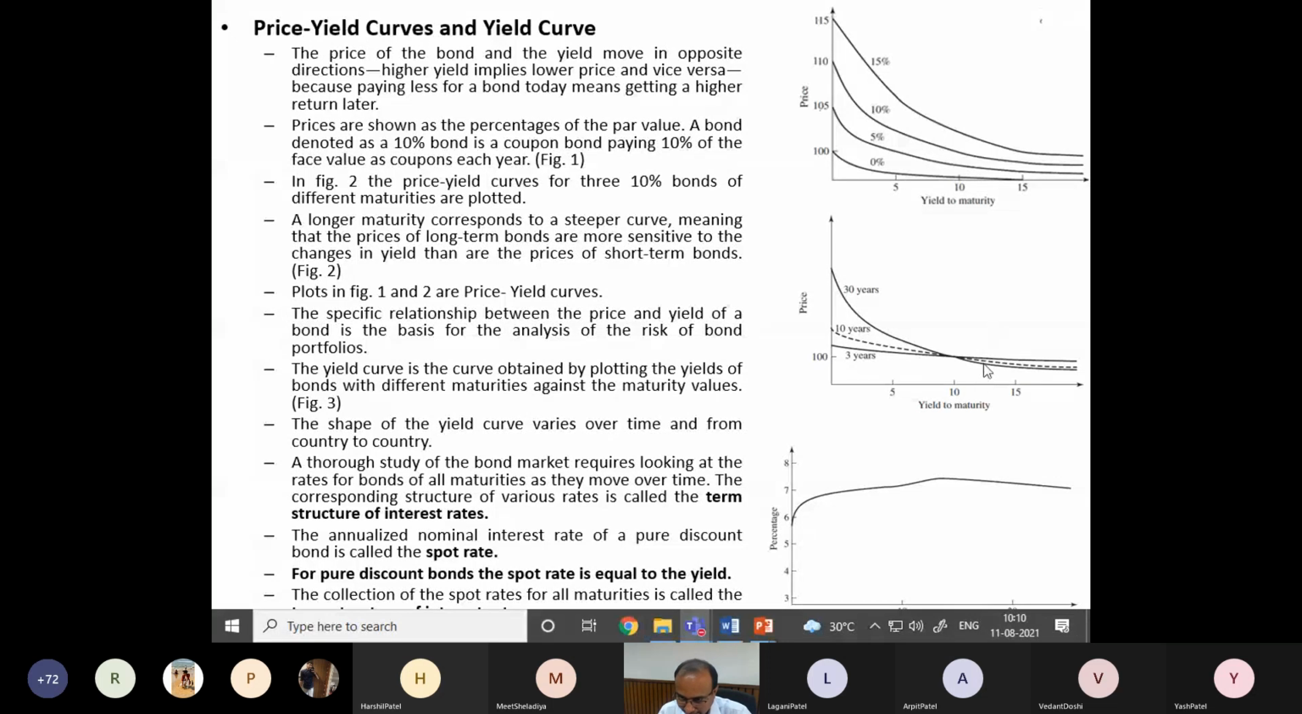Now, if you come to the second graph, the higher maturity bond is usually traded at a higher price, you can see. All three bonds, 30 years, 10 years, and 3 years, are merging at one point, which gives me 10% yield to maturity if I purchase at 100 rupees. Why? Because all three bonds are 10% coupon bonds, right? So if they are purchased at the face value, which is 100 rupees, they give me the same yield to maturity, whether it is 30 years, 10 years, or 3 years.